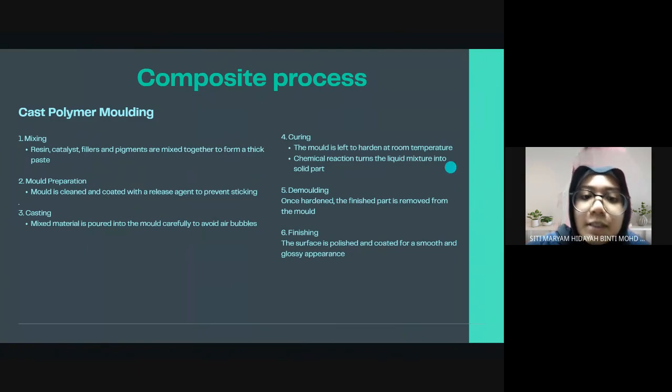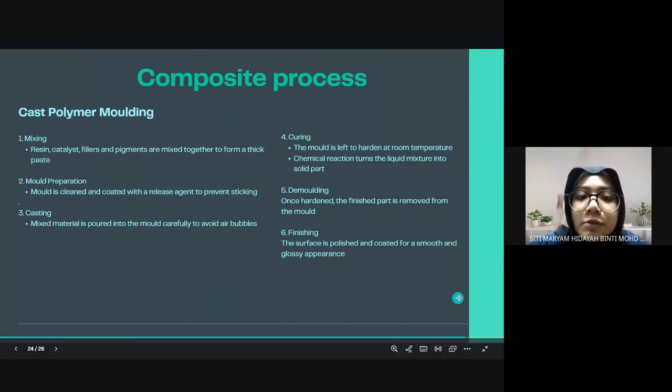Then the fifth step is demolding. Once the material hardens, the finished part is removed from the mold. The last one is finishing, where the surface is polished and coated for a smooth and glossy appearance.